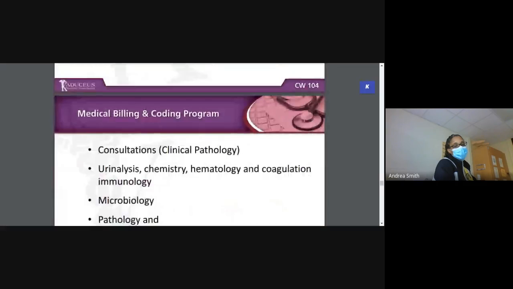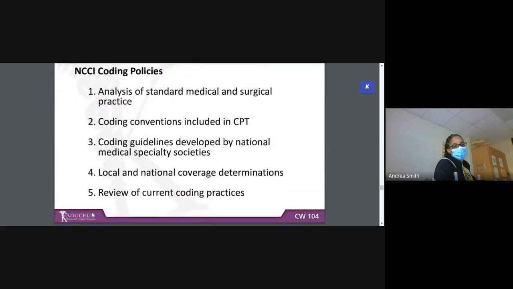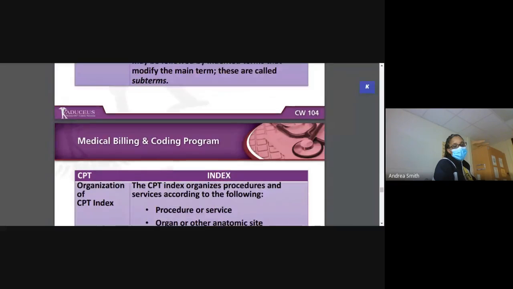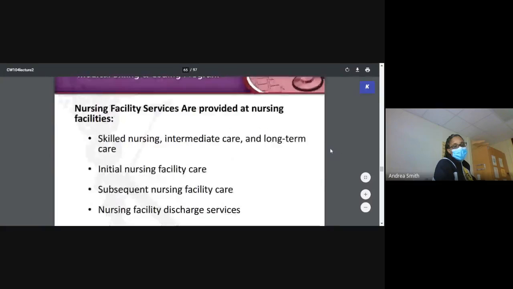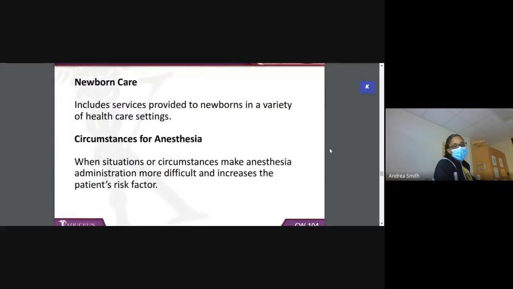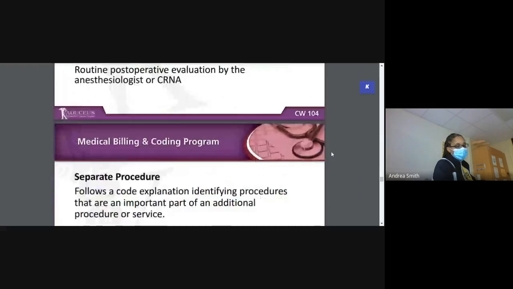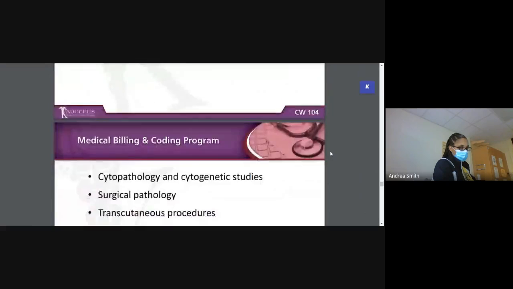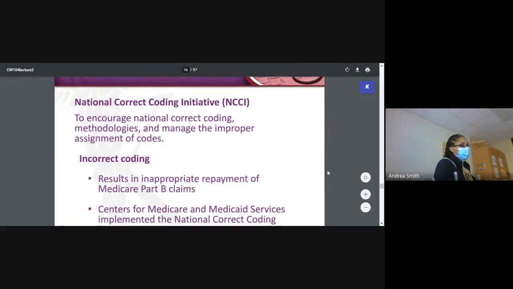Okay, so I think this is where I'm going to stop, except, hold on. Yeah, I'm going to stop on slide number, I just had it. We're going to stop on slide 76.